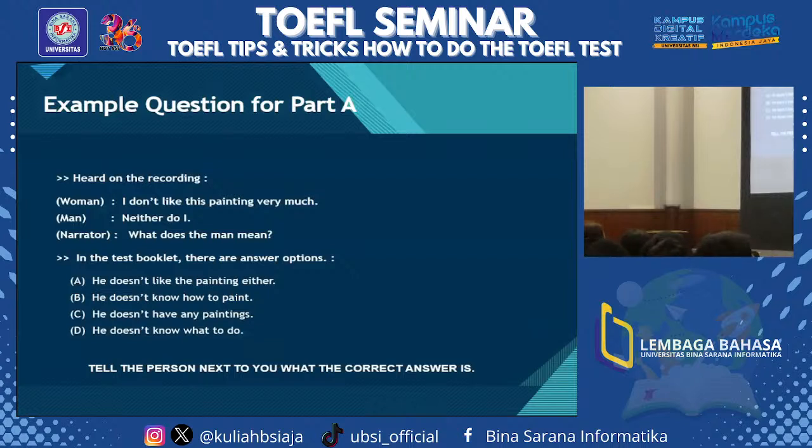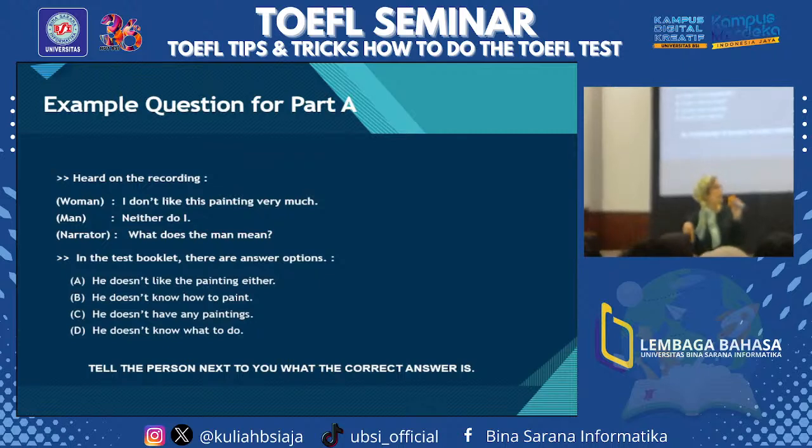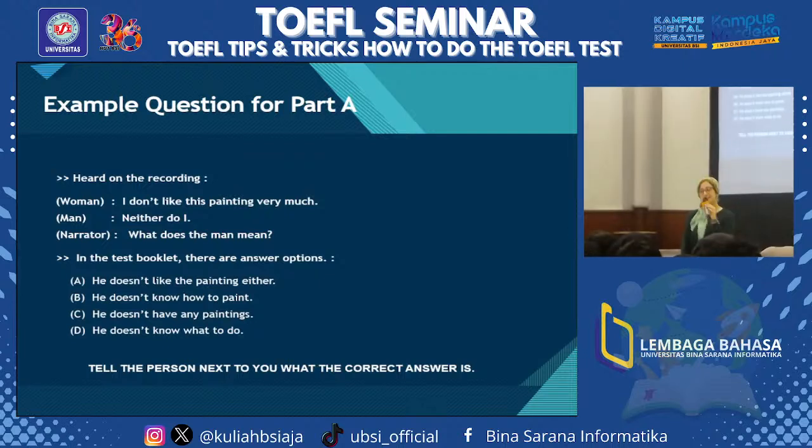All right, here's another example. You might hear in part A, "I don't like this painting very much." And then the man says, "Neither do I." And then the narrator says, "What does the man mean?" And you're given these options. A, he doesn't like the painting either. B, he doesn't know how to paint. C, he doesn't have any paintings. And D, he doesn't know what to do.